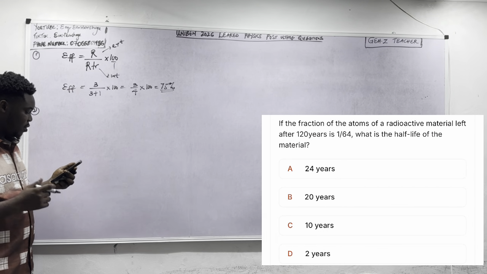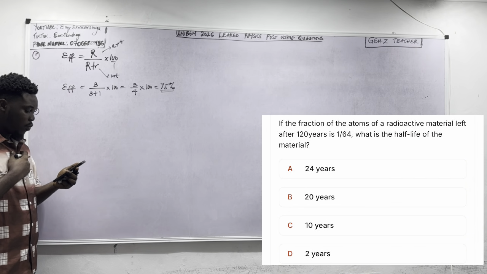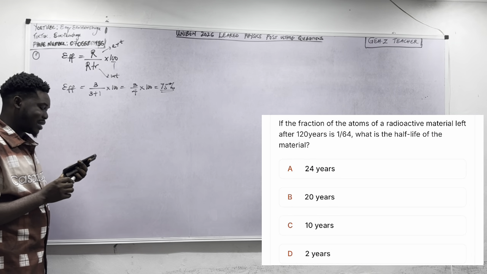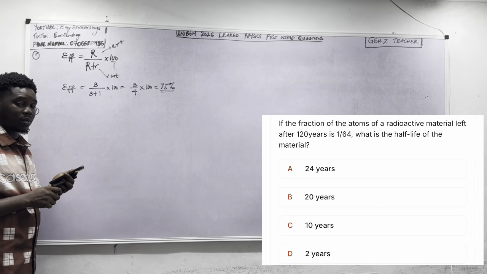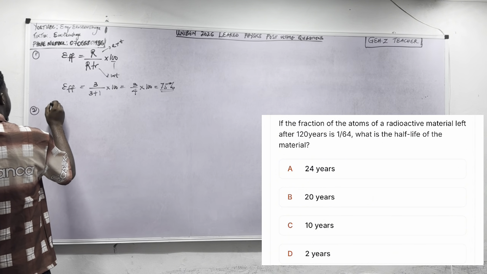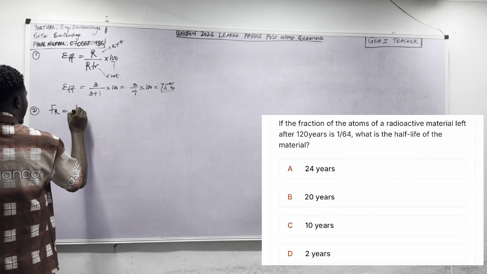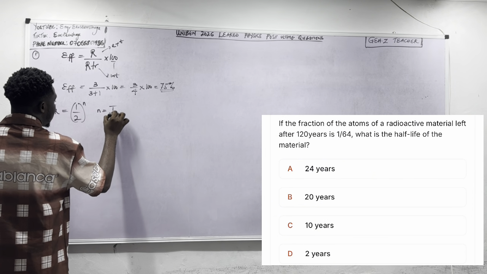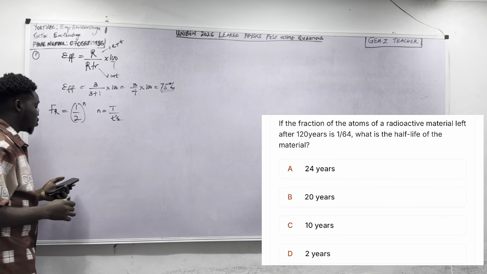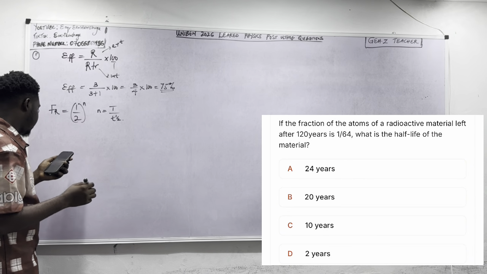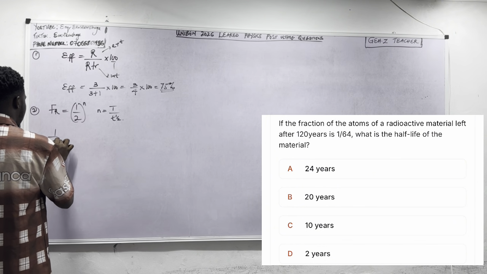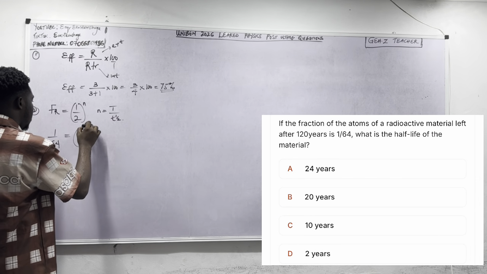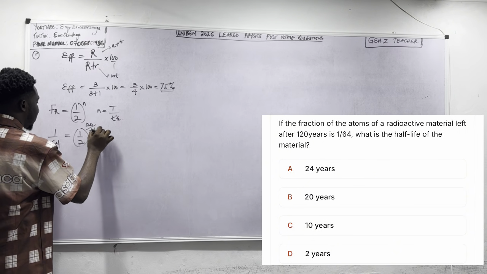Number 2 says, if the fraction of the atom of a radioactive material left after 120 years is 1 over 64, what is the half-life of the material? Quickly recall, from radioactivity, the fraction left is equal to 1 over 2 to the power of n, where n is the total time divided by the half-life. So we can solve this from this formula on the board. The fraction was 1 over 64, and this is equal to 1 over 2 to the power of, now the total time was 120, and we're asked to find the half-life.